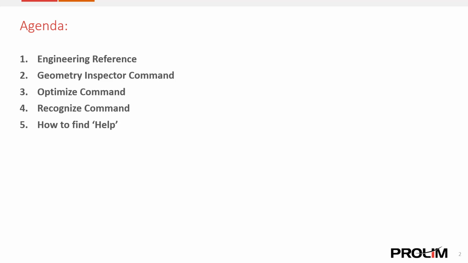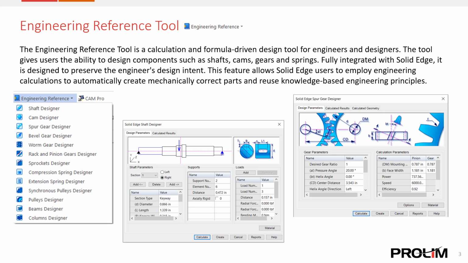The first one we're going to look at is engineering reference. Then we're going to go to our geometry inspector command, optimize command, recognize command, and then how to find help. So the first thing we're going to look over is our engineering reference tool.